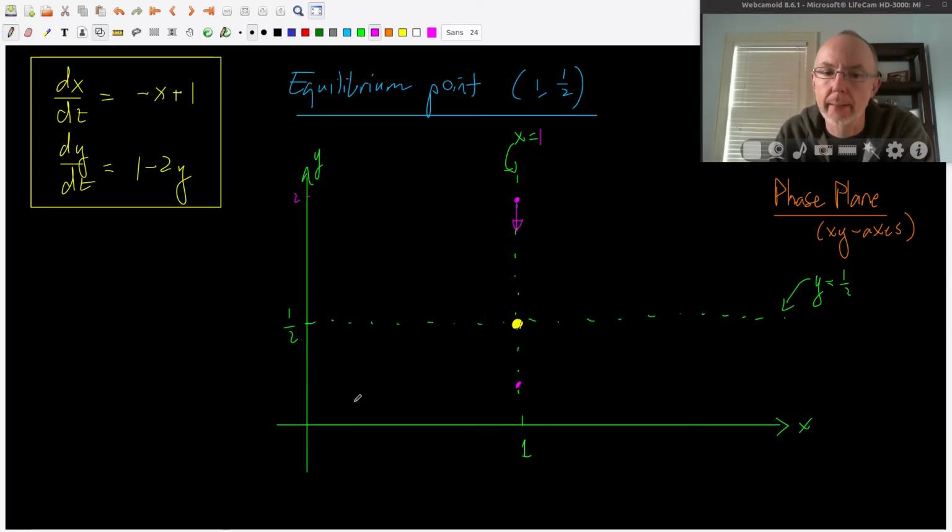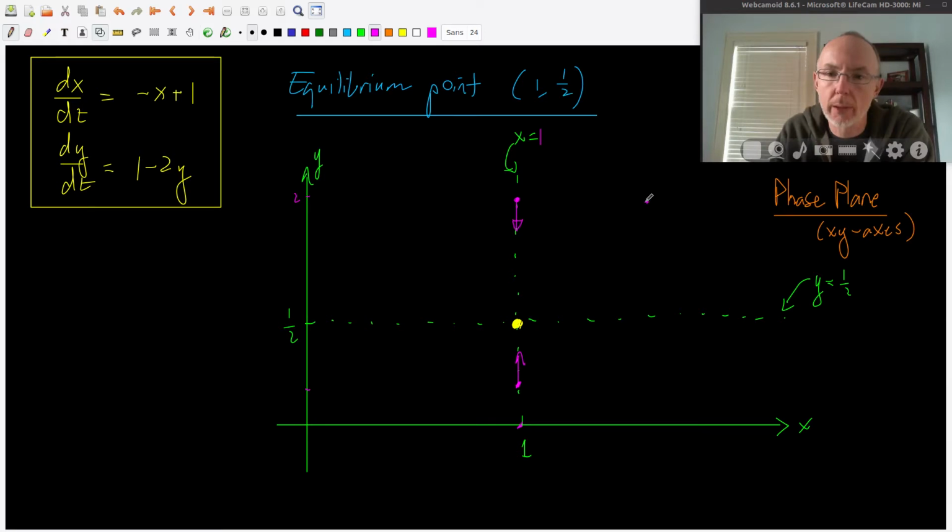Over here, on the other hand, maybe I'm at a quarter or something. If I plug a quarter in there, or if I'm at this point and I plug 0 in there, I get a positive number. And if I get a positive number, then y is increasing, and so we're moving upwards. So if I'm sitting on this green line where x equals 1, if I'm above the equilibrium point, I'm moving down. And if I'm below the equilibrium point, I'm moving up.